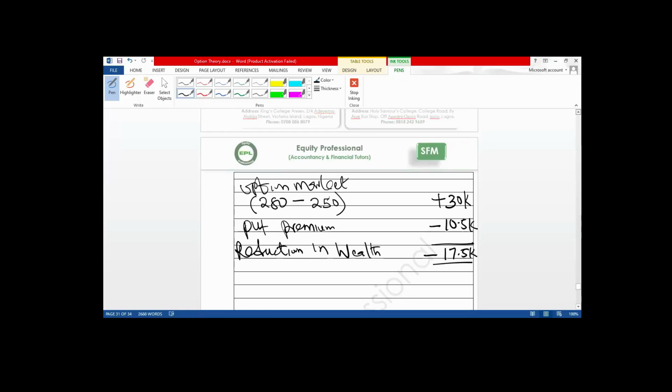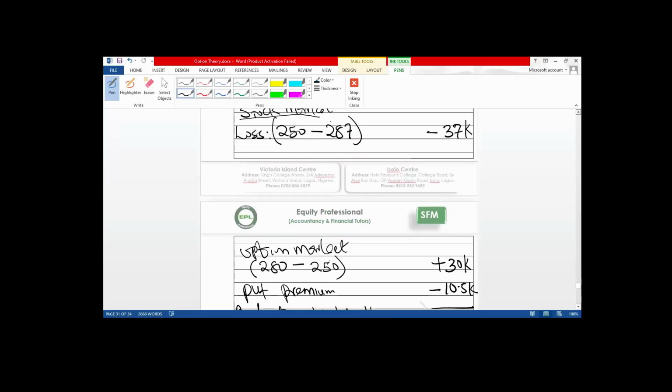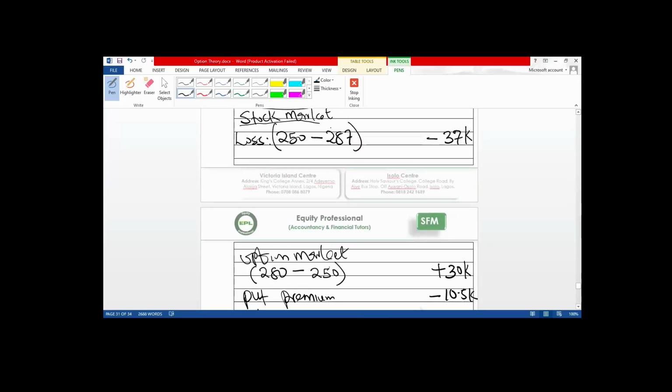To appreciate what has happened, if Polar Engineering had not gone into the option market to buy a put option, the company would have suffered a 37 kobo per share loss. The option market has assisted the company to reduce the loss.